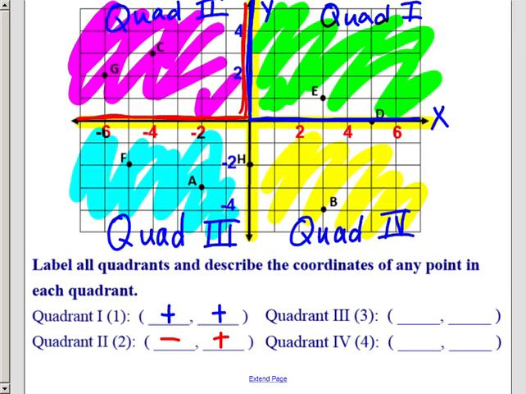In quadrant 3, all of my points are going to have a negative x and a negative y because those are the parts of the axes that make up that quadrant. So negative x and negative y. And quadrant 4 would have a positive x and a negative y because those are the parts of the x and y axis that make up that quadrant.